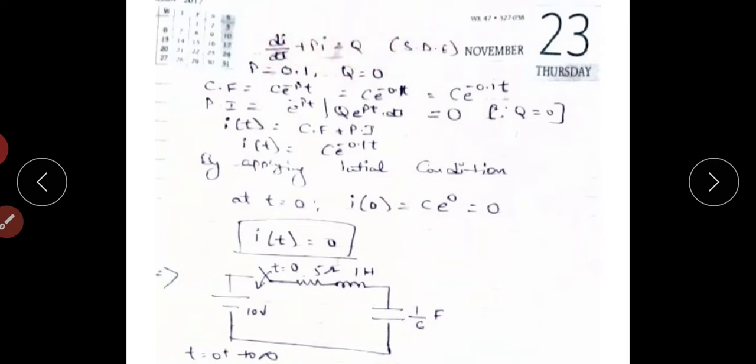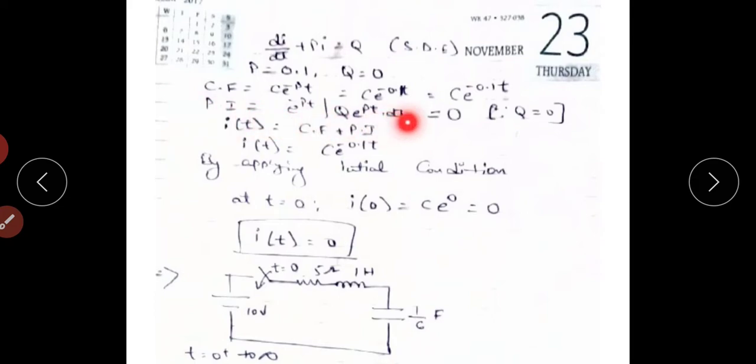So by comparing the above two equations, we get P equals 0.1 and Q equals 0. Next, by using these two values, find the CF value and the PI value. First, CF, the complementary function formula: C into e power minus Pt. So C into e power minus 0.1 into t. It equals C into e power minus 0.1 into t.